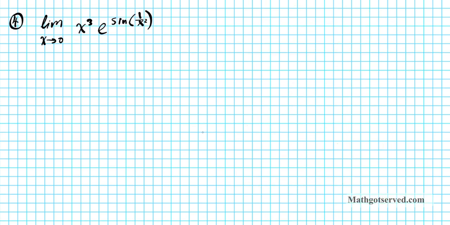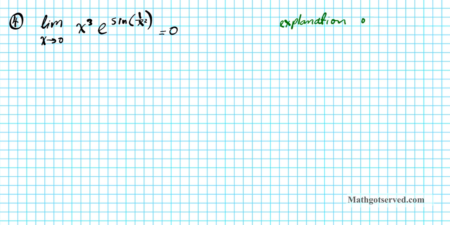All right, so for number 4, let's evaluate this limit. The limit as x approaches 0 of x to the third e to the sine 1 over x squared. So what is this limit going to be? You want to make a wild guess? Well, this is similar to the other case, to formula number 5, even though you have an e here. So this is going to be equal to 0. Okay? All right. Let me give you a brief explanation as to why that's the case using the sandwich theorem.